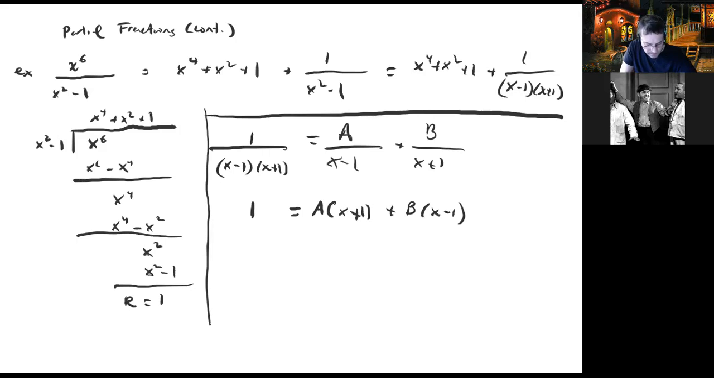And now we choose test points. So let's set x equal to 1, say. If we set x equal to 1, we get 2a equals 1. A is therefore 1/2. And if we set x equal to minus 1, we get minus 2b equals 1, so b equals minus 1/2, I believe.